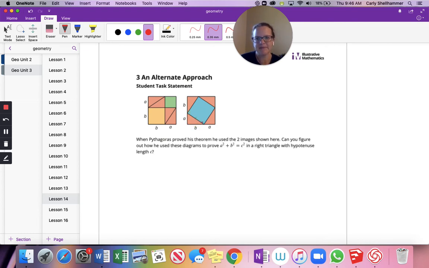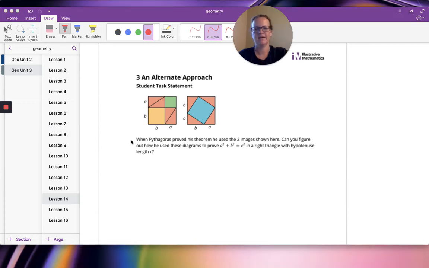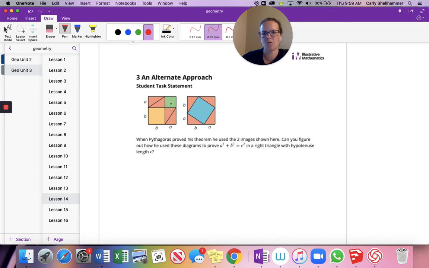Hold on a second. I'm going to see if I can do this in GeoGebra. I know in the past I've found a fun applet that shows how these work together, but I can't find it today. So we are going to deal with what we see here.